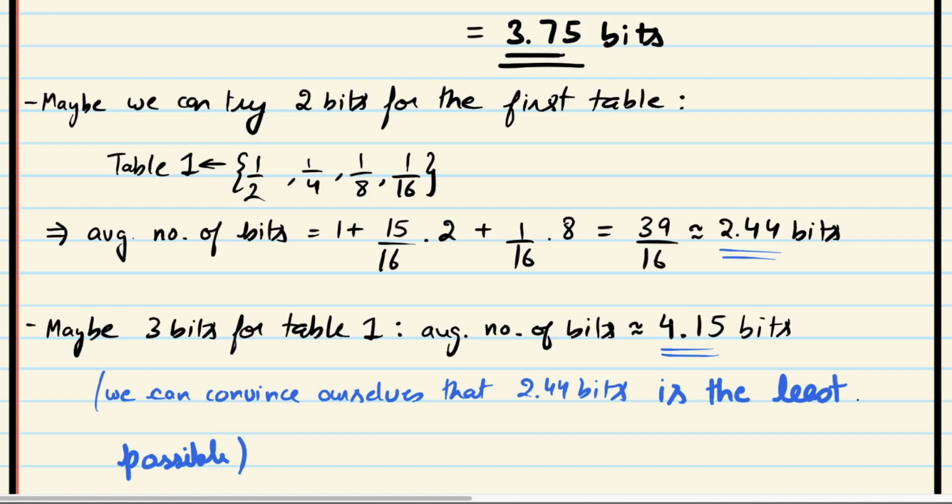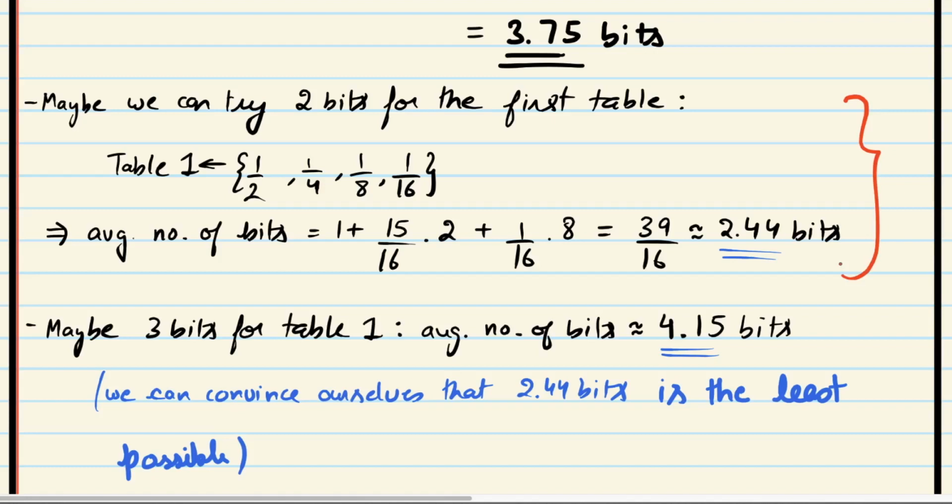In fact, if you think a bit deeply, you will be able to convince yourself that this second scheme, which uses 2 bits for the first table and 9 bits for the symbols in the second table, so it will use 3 bits for symbols in the first table, 1 for table and location, and 2 for location inside the table, and 9 for the second table. This particular scheme here is actually optimal. You can't do better than 2.44 bits, it turns out. Okay, and this is not so difficult to see.